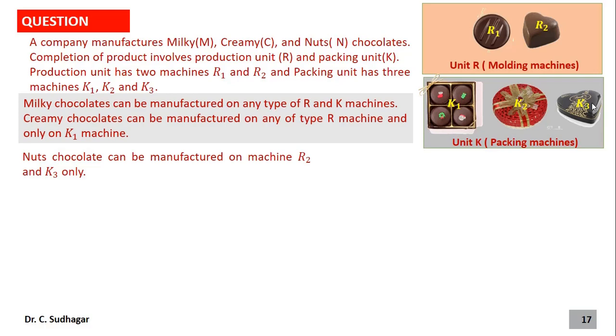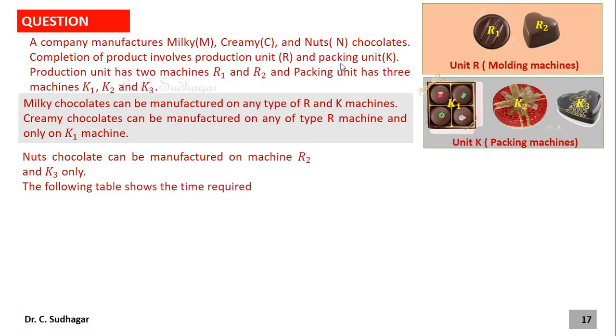So these are the two types of processing. It is given in the question that completion of product involves production unit and packing unit. That means the full product will come out after passing through these two units. It has to be manufactured and it should be packed. Any product should come through these two departments sequentially.